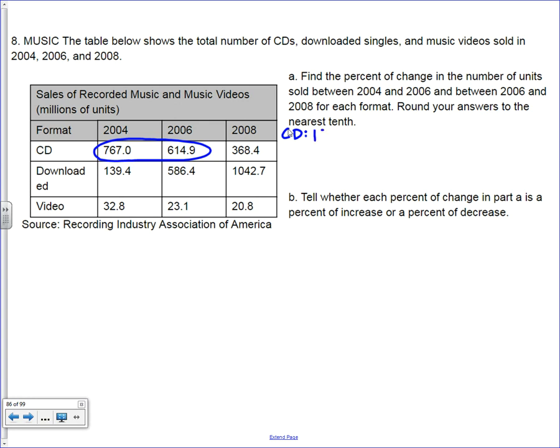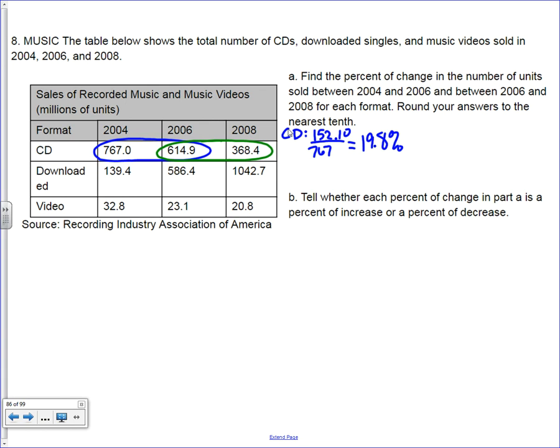If you subtract those, you get 152.10 divided by the original price. Well, the original price would be in 2004, 767, and you will get 0.198. Now remember, we need to change this into a percent. So you're going to move your decimal place 2 spots and you get 19.8%.